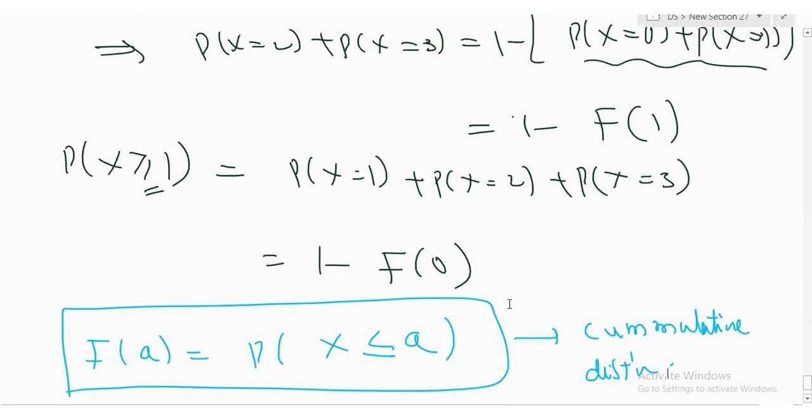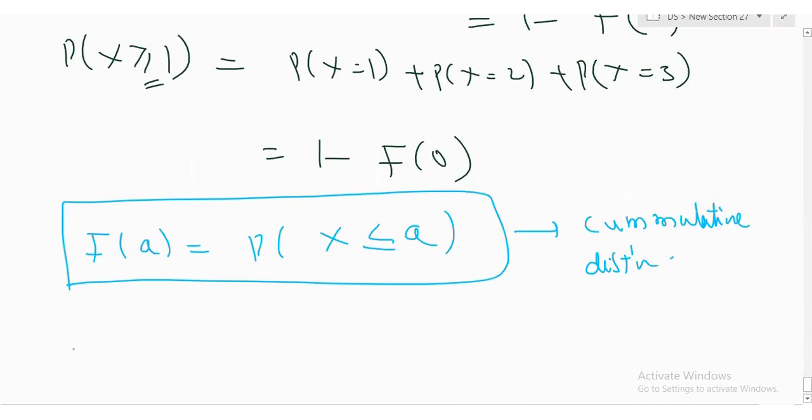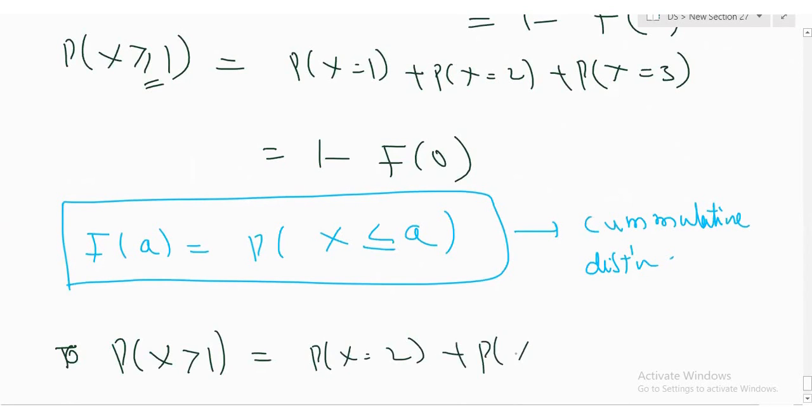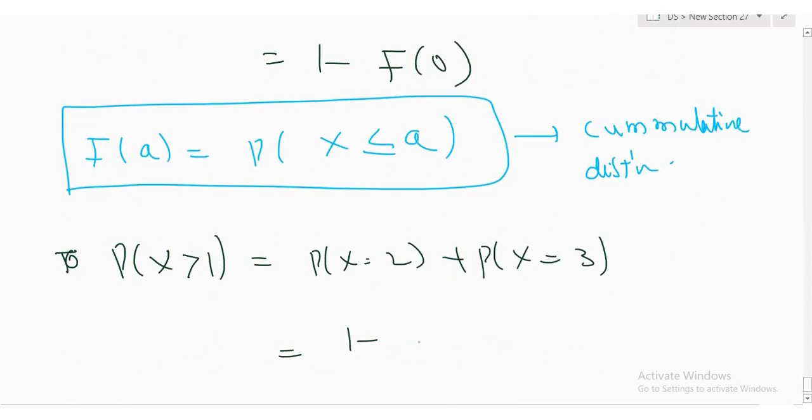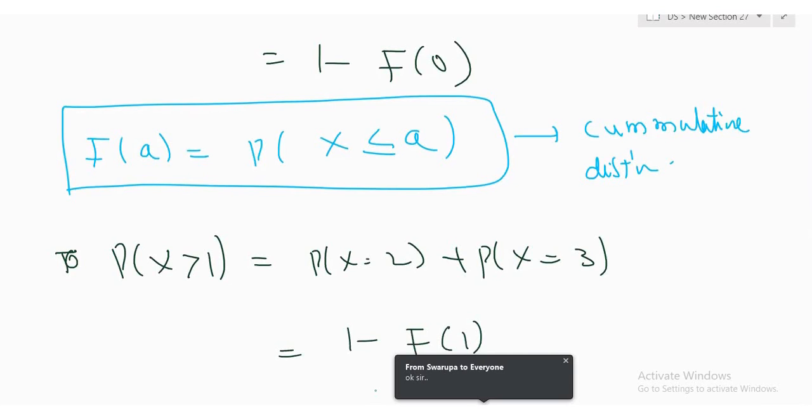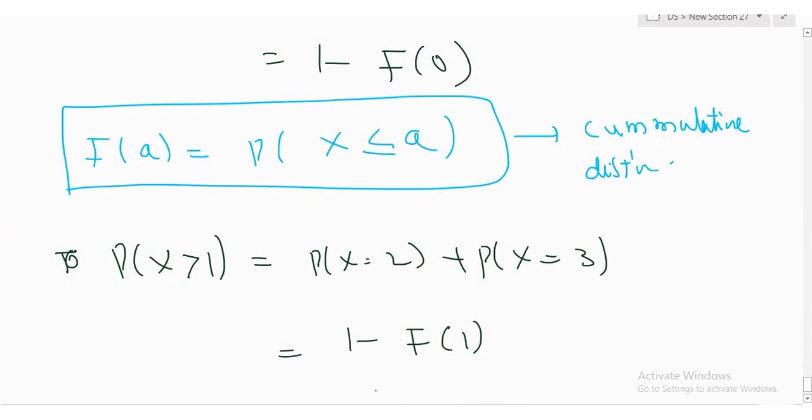How to represent P of x greater than or equal to 1? Let us see this. P of x greater than 1. What is the meaning of this? Probability of I want x equal to 2, x equal to 3. But this can be written as 1 minus of F of 1. Yes or no? Because F of 1 is what? 0 plus 1. I need to subtract from 1. Sushma, at least is not the cumulative distribution, only less than is the cumulative distribution.